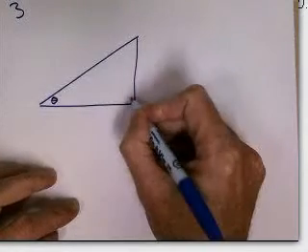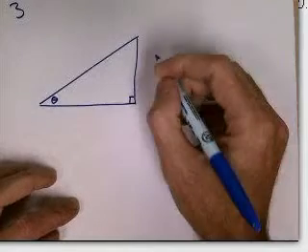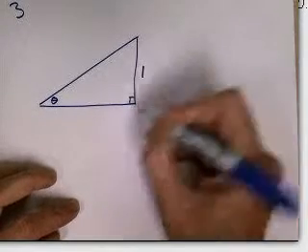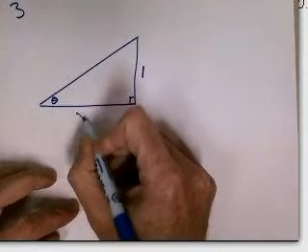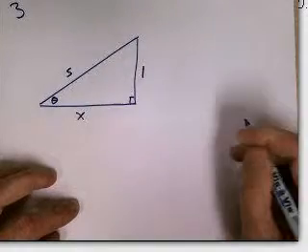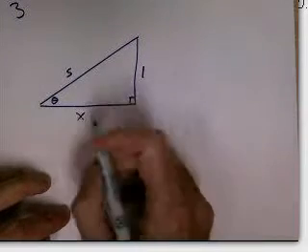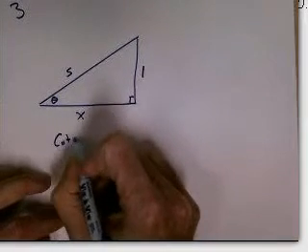I'm going to put an angle theta there, right angle here. This time I want the opposite side to be length 1. I'm going to call the adjacent side x and the hypotenuse s. Now, if I look at, let's see, how about the cotangent of theta?